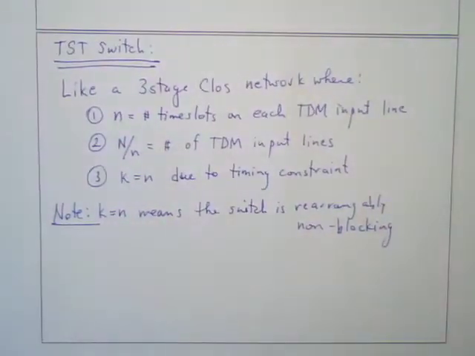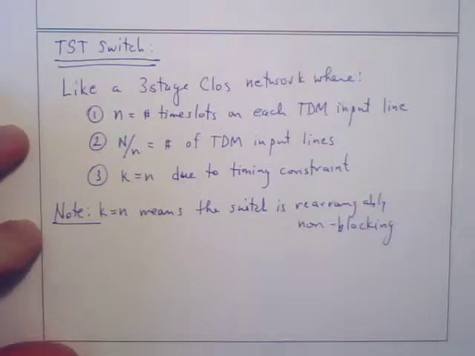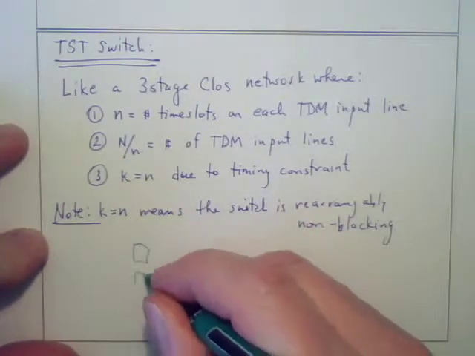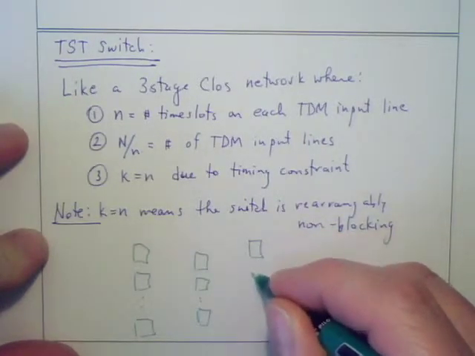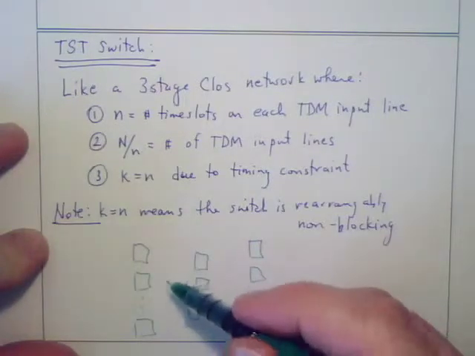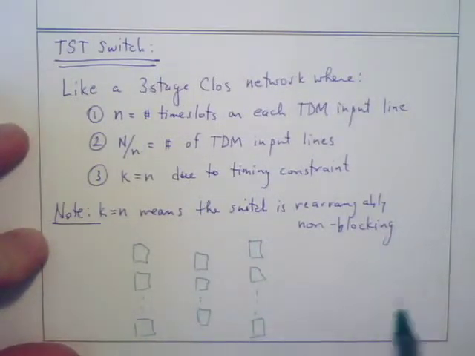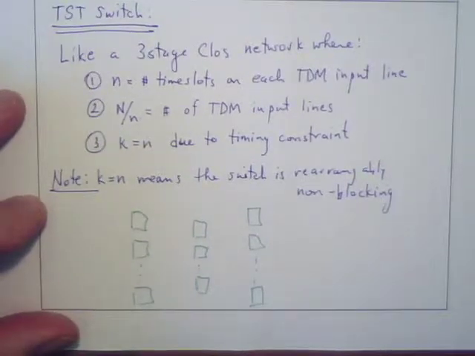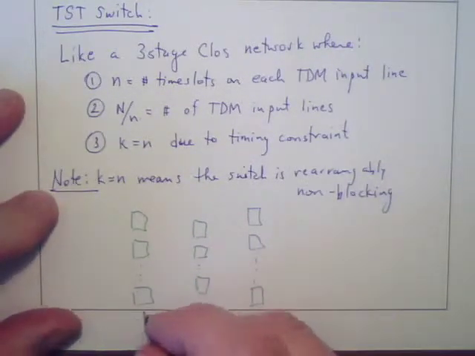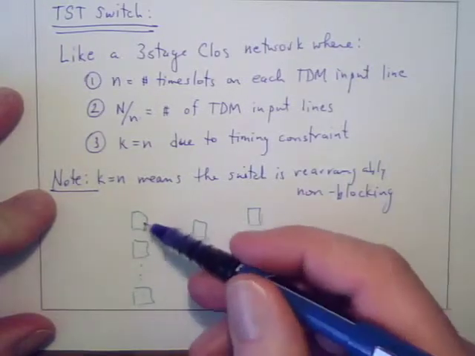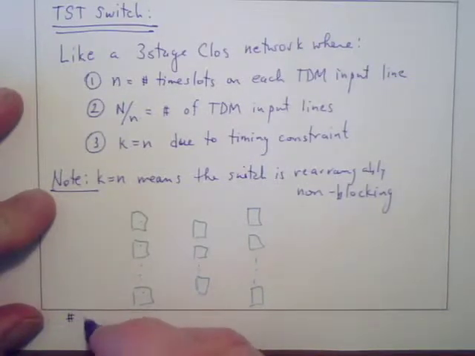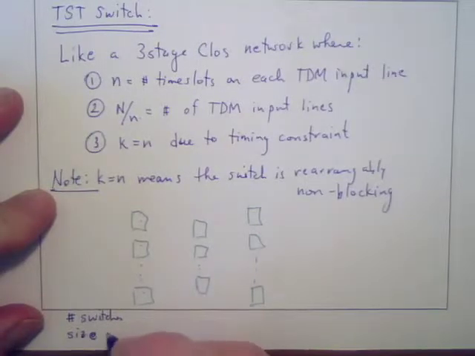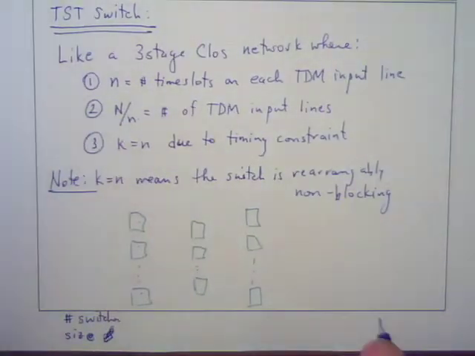three-stage Clos network. And in the three-stage Clos network, you'll recall that we had three spatial stages, and that we could hook them together. They were all space stages, and each stage can be characterized by the number of switches in it and by the size of the switch. And so the number of switches and the size of the switch.